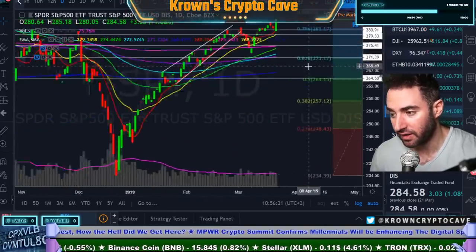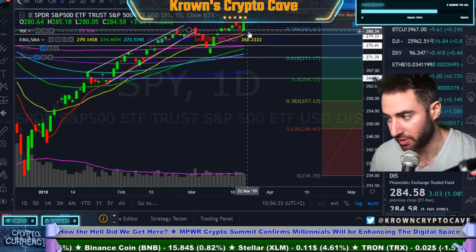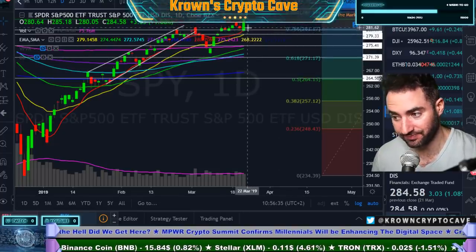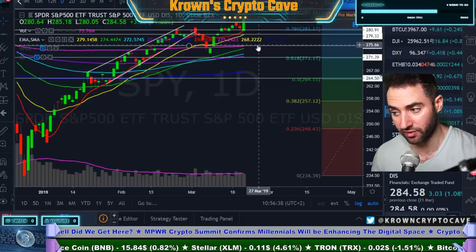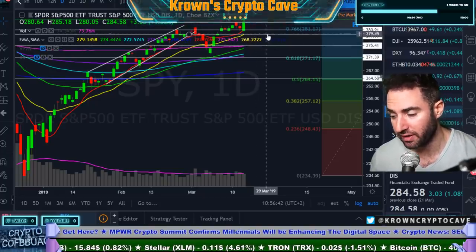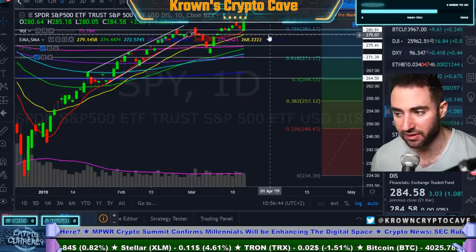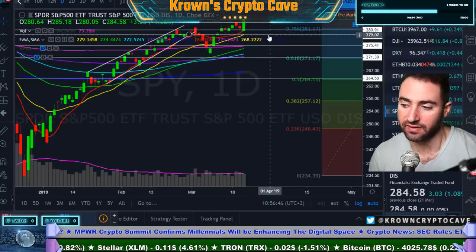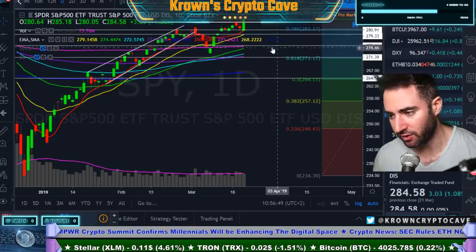Realistically speaking, looking good, especially as long as it's above 281, very, very good. And as long as it's above 275, I'd be overall bullish on it. If 281 does start to break down, then I'd start to look for that move down to 279 and then 275. But not right now.